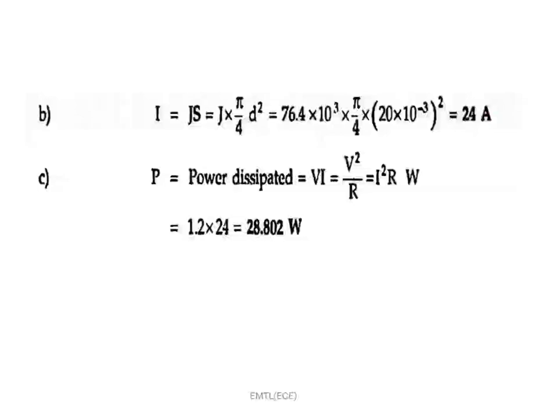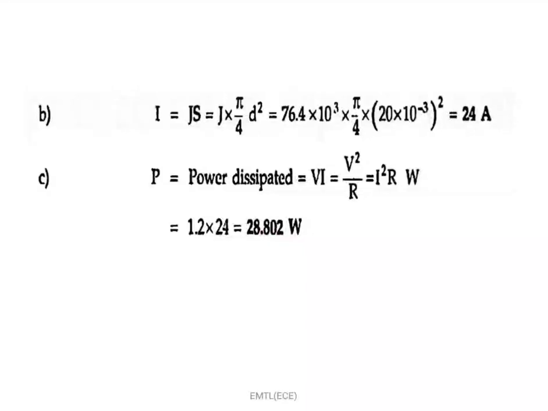Now the power dissipated, P, is given by the formula voltage into current, or V square by R, or I square R. Here we have the value of voltage and current. The voltage value is 1.2 and the current value is 24. Now the power dissipated value is equal to 28.802 watts. So this is the solution of the problem.